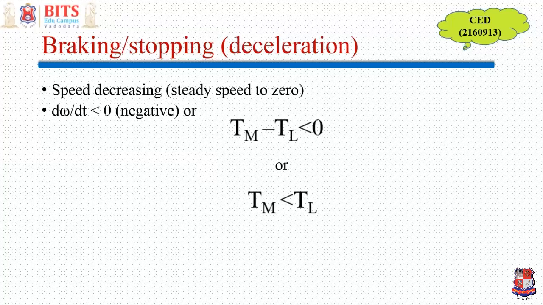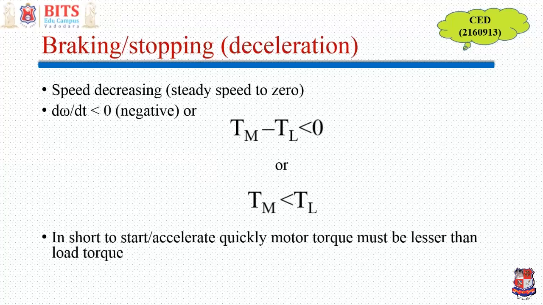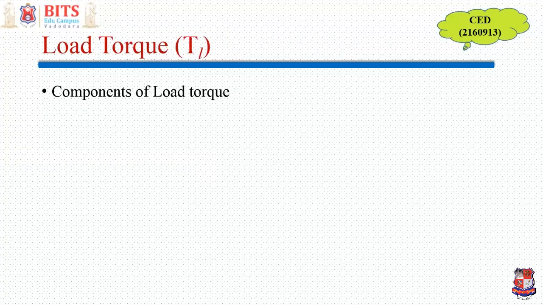Natural braking sometimes, or most of the time, is not good enough. When you want to reduce the time to stop, or stop at a particular time, then you need artificial braking, about which we'll discuss some other time. So in short, to decelerate quickly, motor torque must be lesser than the load torque, right? This is the explanation of the three cases: starting, steady operation, and stopping.